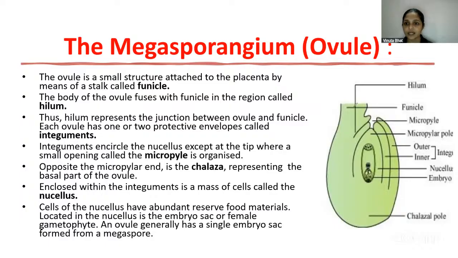And the funicle is the place where it is attached, a stalk-like structure that helps to attach the ovule. And this is the hilum, and two integuments are present, which are protective in nature. And this is the micropyle end, where the integuments are absent, and this is the chalazal end. So this is the structure of the ovule, which contains the embryo sac inside it.